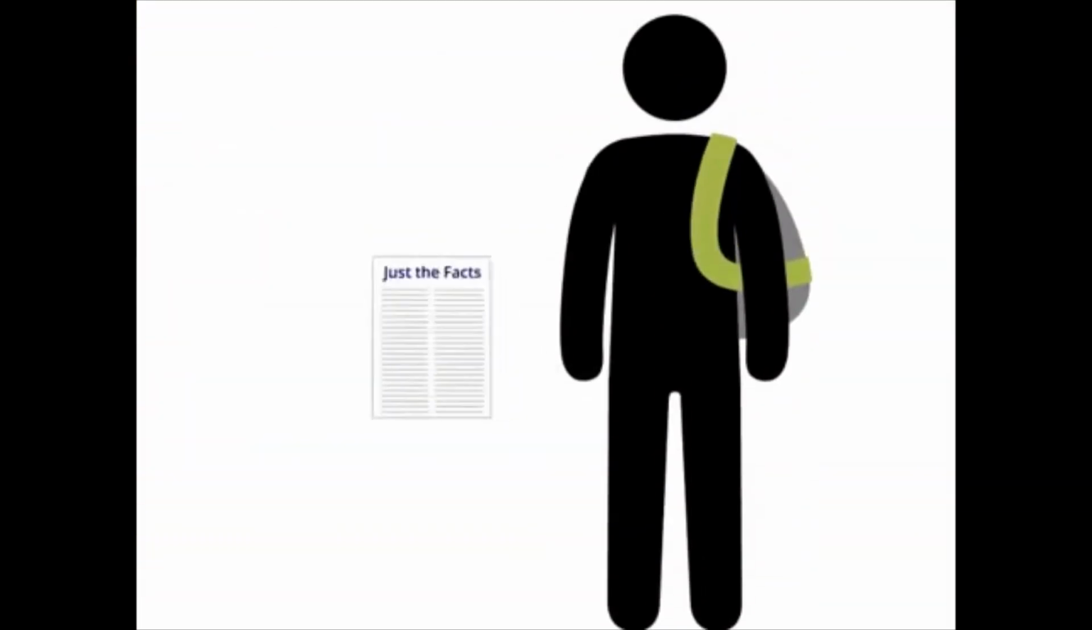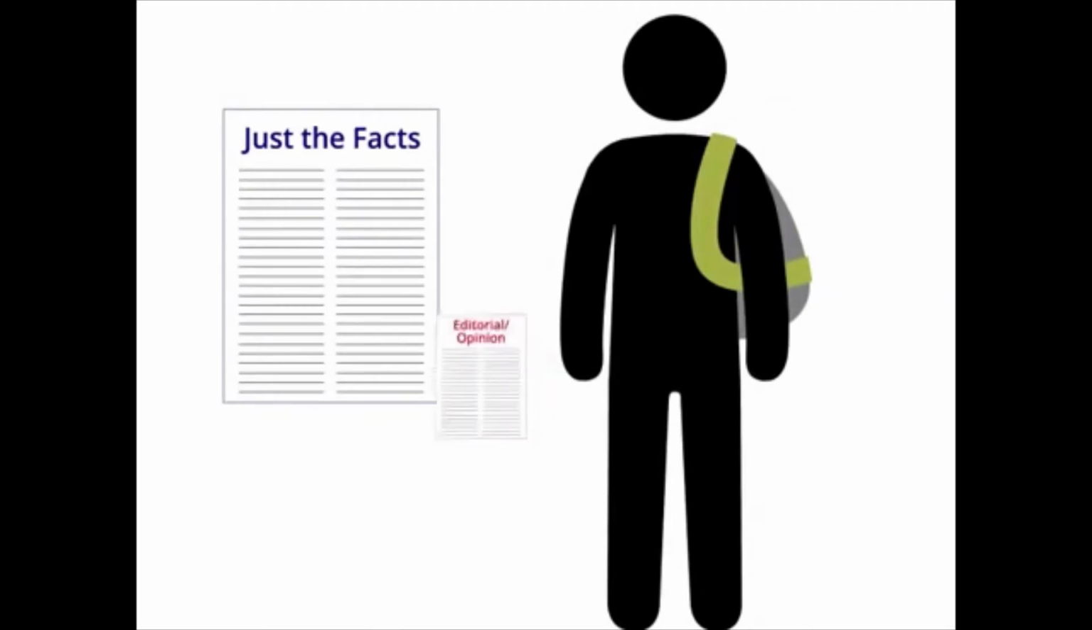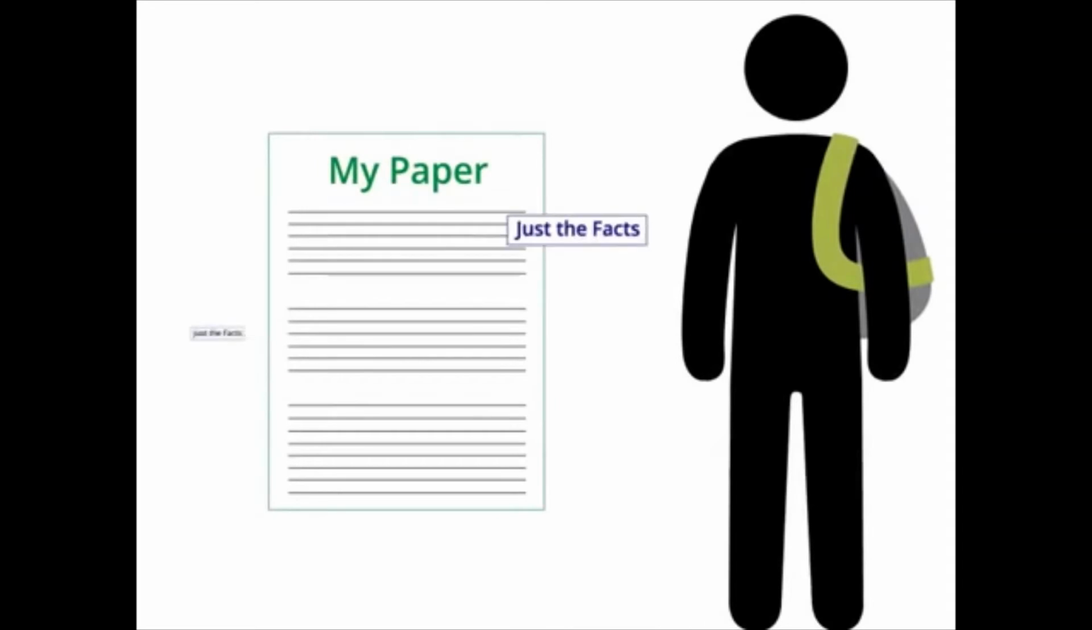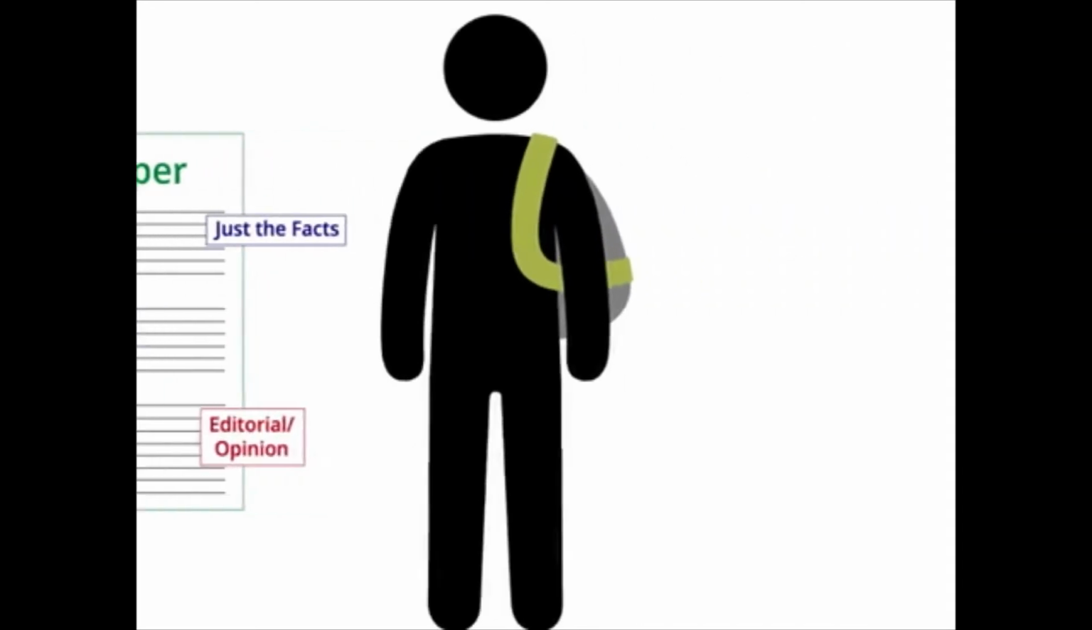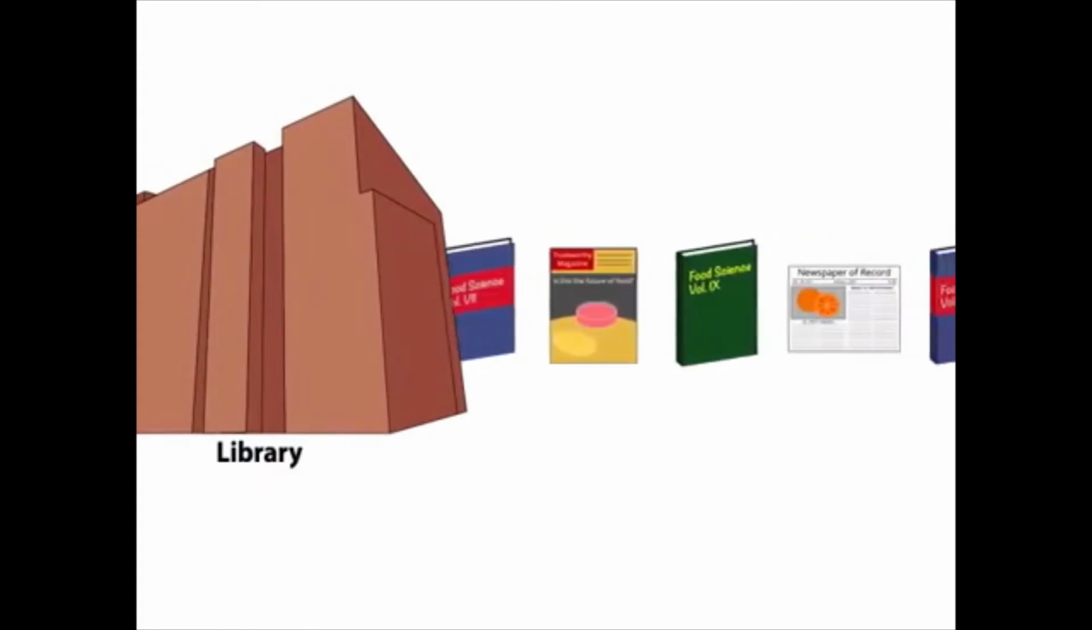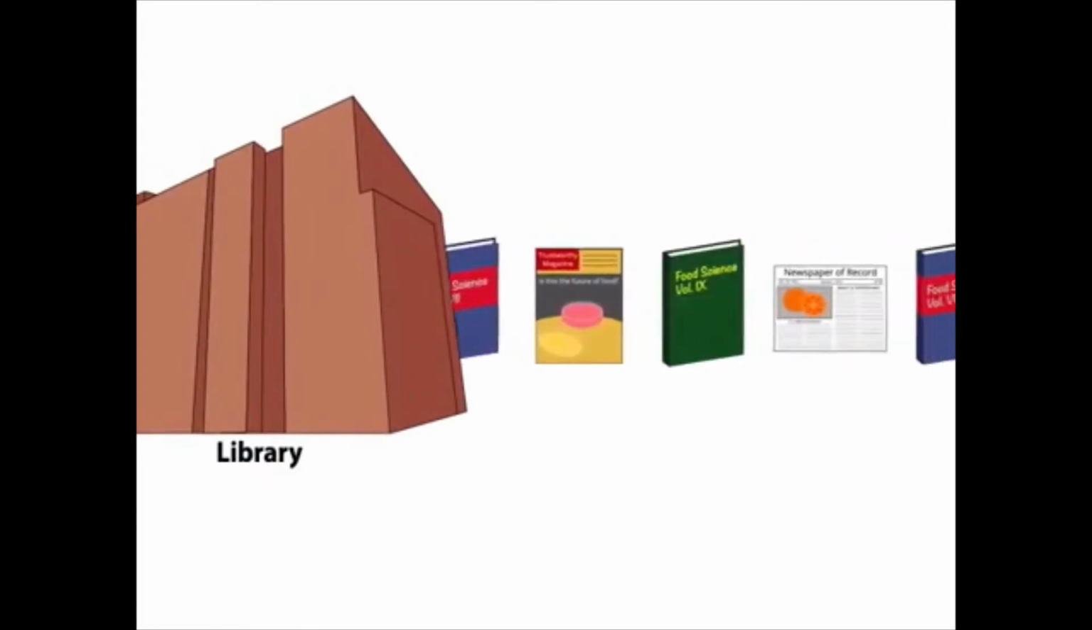Sometimes you need unbiased facts to support your point. But other times you might want people's opinions, and that's okay, as long as you acknowledge the source's perspective in your own work. While bias can be difficult to detect, be aware that it can exist in any kind of source, including things you find through the library.